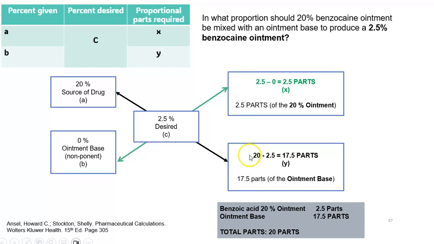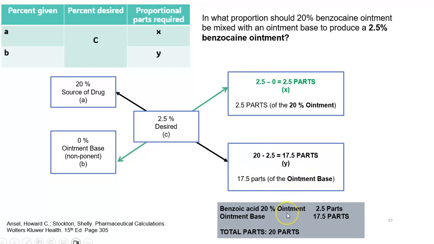Then to get Y, so that is X, to get Y, it will be 20 minus 2.5, which gives you 17.5 parts of the ointment base. So you read it across in your answer.